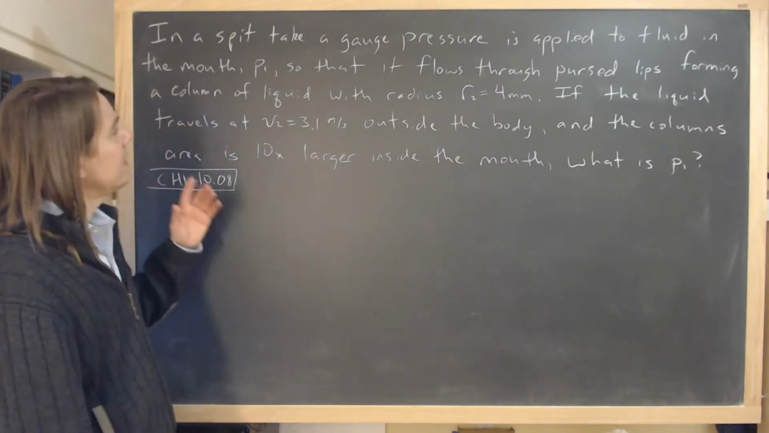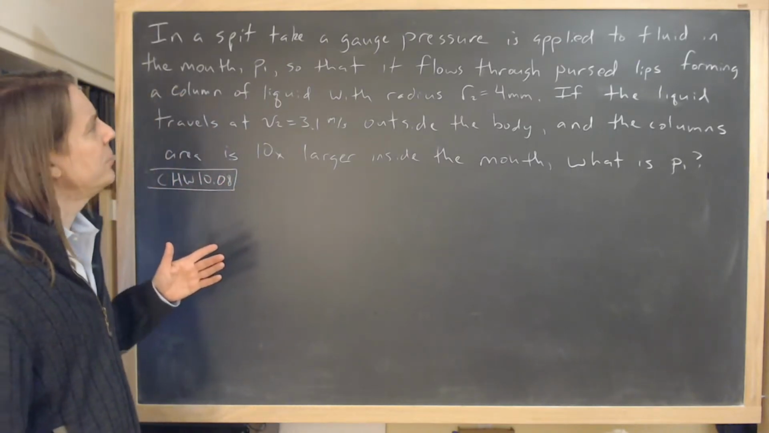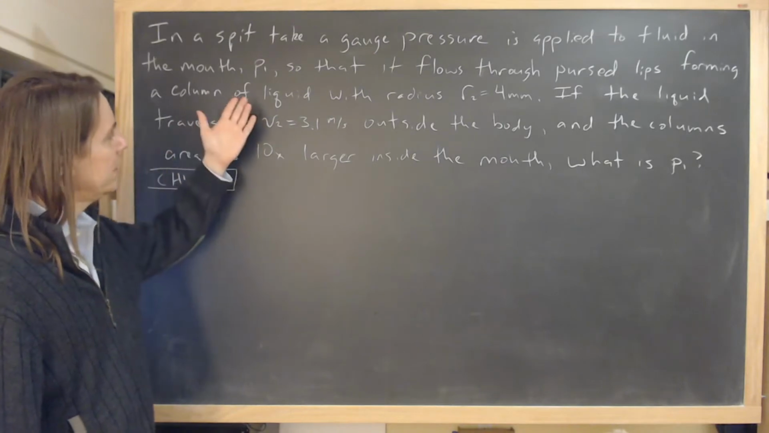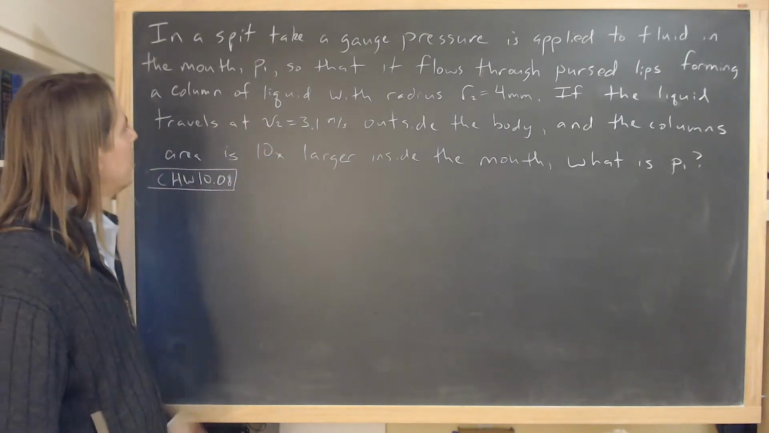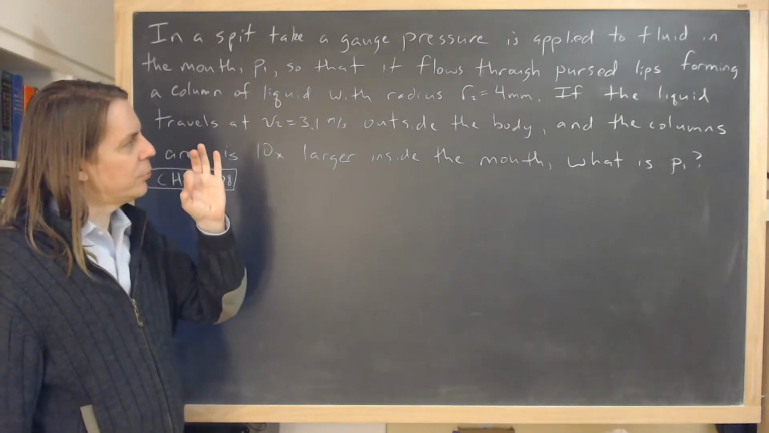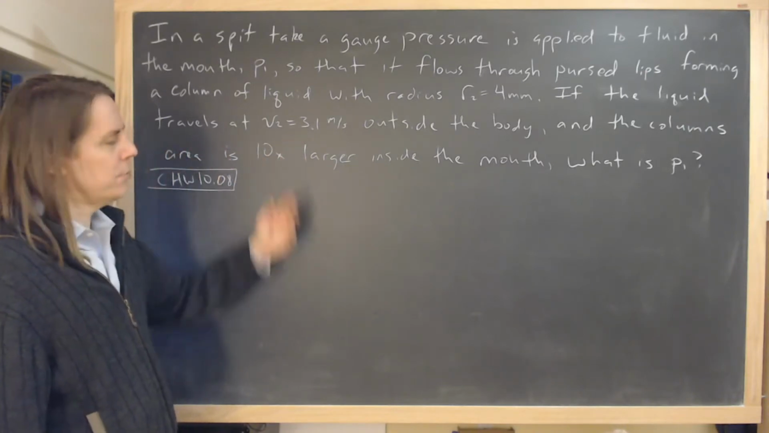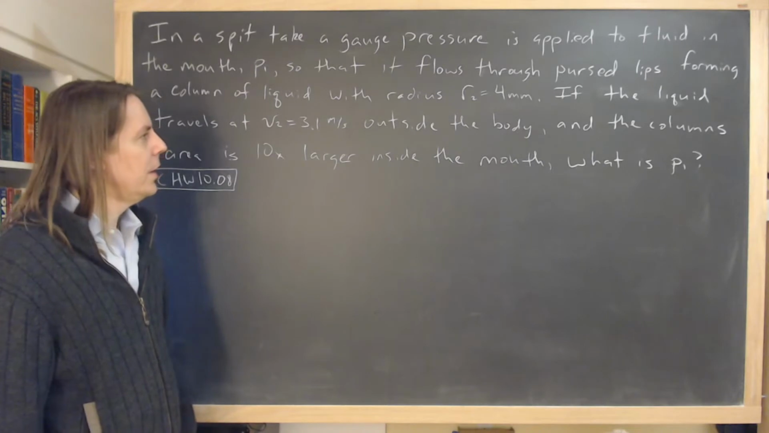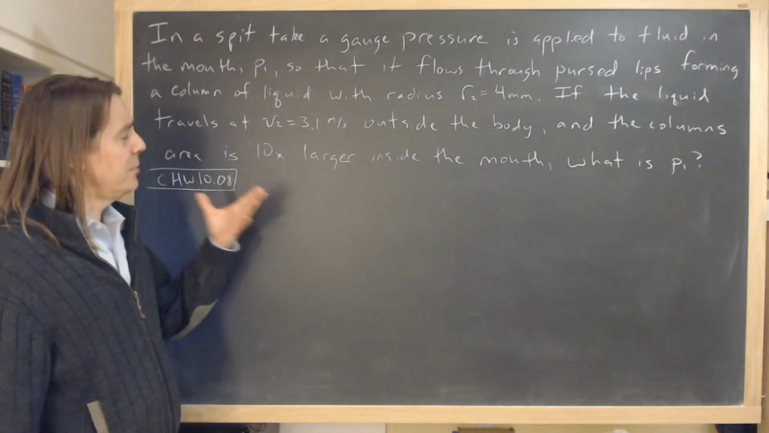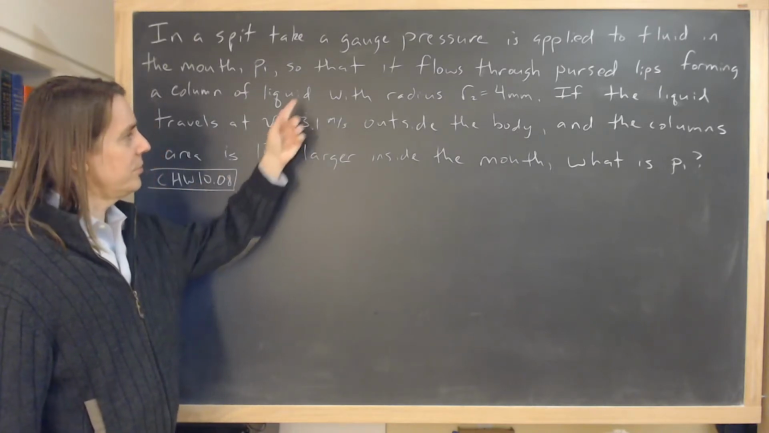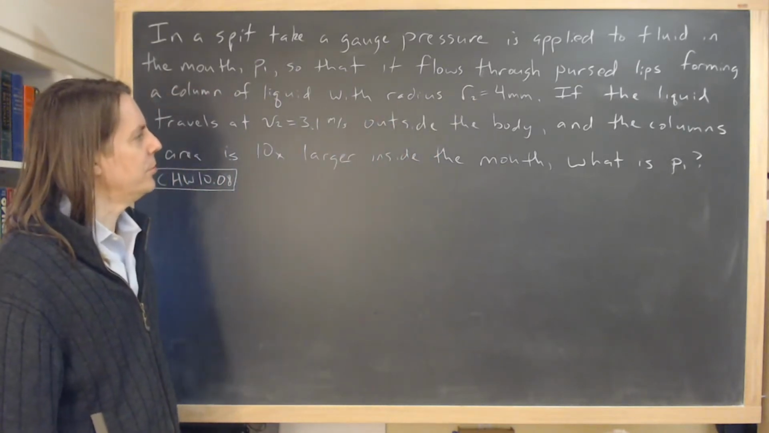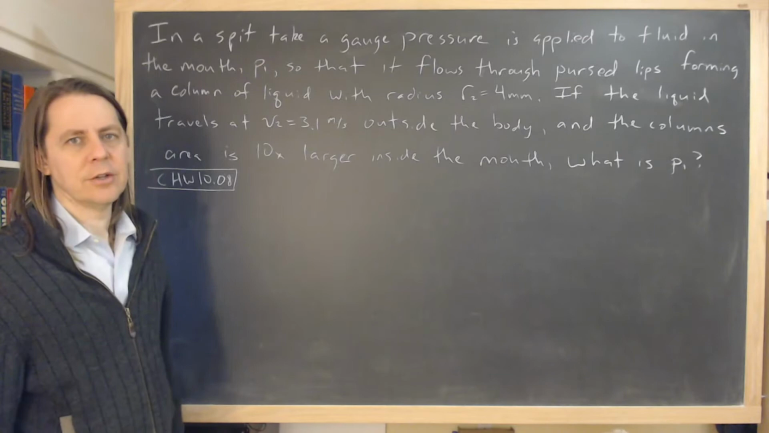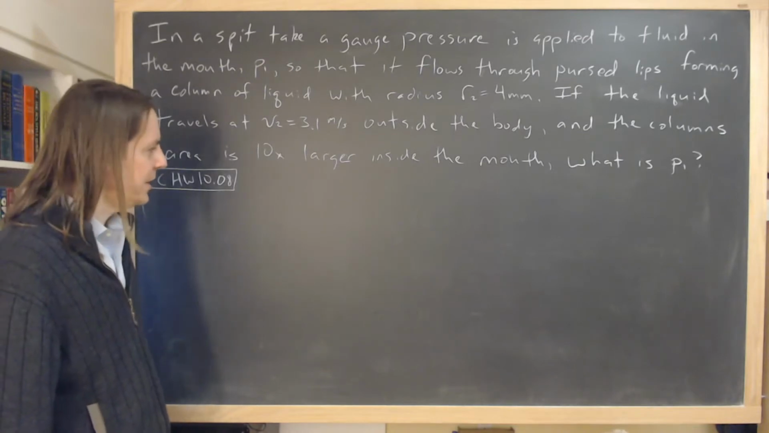So in this spit take, a gauge pressure is applied to fluid in the mouth, P1, which is what we're looking for, so that it flows through the pursed lips, forming a column of liquid of radius 4 millimeters that shoots out at 3.1 meters per second. So the question is, the mouth is 10 times larger in area than the pursed lips. What pressure did it take to achieve this spit take?